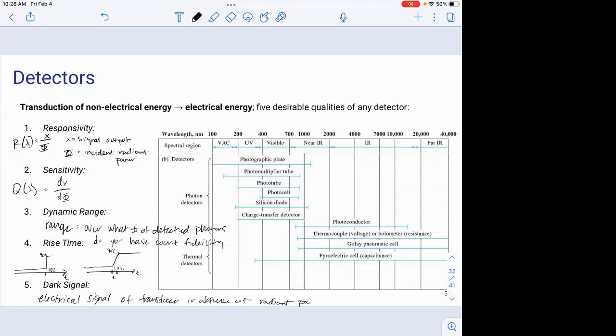So if I don't shine any light onto it, how noisy is it? Okay. These are all characteristics that are important as you're considering what kind of detector to use in your instrument. So the ones that we will focus on today are photomultiplier tubes, phototubes by default, and charge transfer devices.